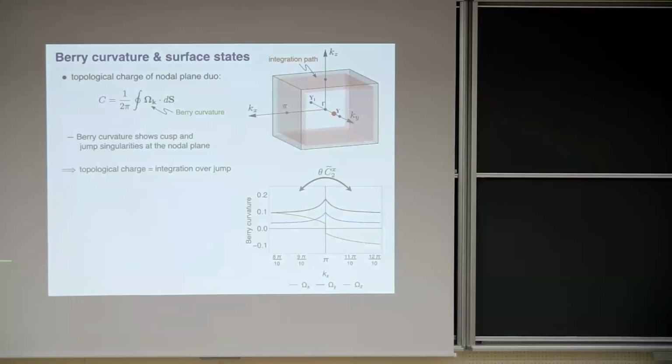Now, what's interesting is that if you look at the Berry curvature as you go perpendicular to this nodal plane, they show cusp and jump singularities. So this is different from a Weyl point where you have a divergence. And in particular, for the component which is perpendicular to the nodal plane, we have this jump. And if you integrate up this jump, this gives you a quantized value. This will be this Chern number here.